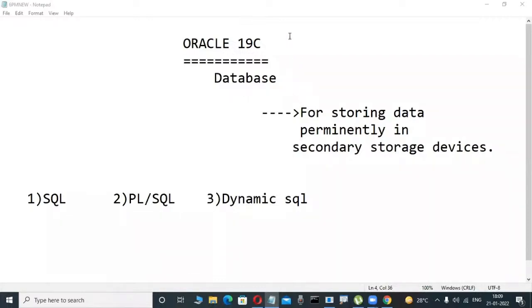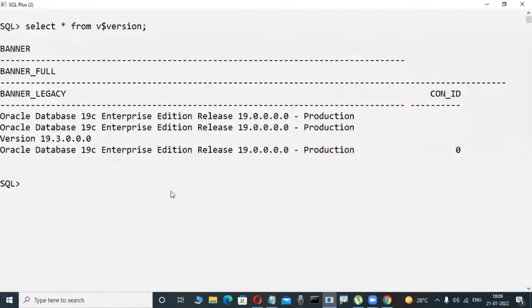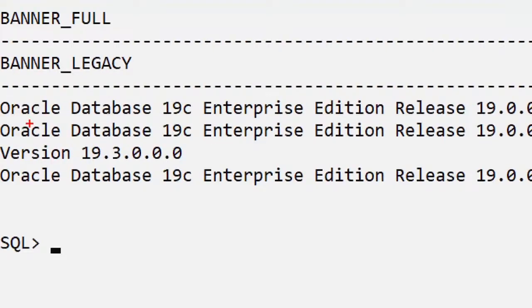Actually, if anybody did not attend yesterday's class, it is not a problem. Just observe; what I told yesterday was a small concept. Oracle is a product from Oracle Corporation. But what type of product is it? A database product. The version we are learning in our course is 19C, a version of this DB product.